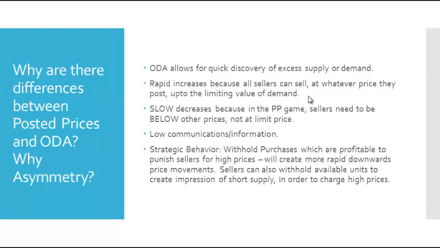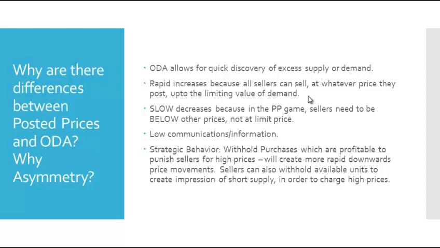So first of all, oral double auction allows for quick discovery of excess supply or demand. You have people bidding from both sides, so a lot of information is being revealed, and you can see that the sellers are not able to sell. A lot of people are offering for sale, but they are not getting any buyers. So you can see that there is excess supply, and vice versa. When there is excess demand, you can see. And actually, if you have some market situation like this, you can easily discover whether there is excess supply and demand.